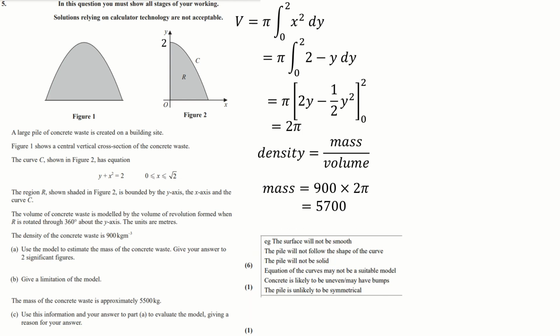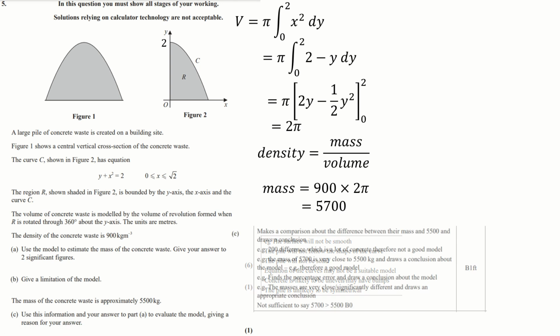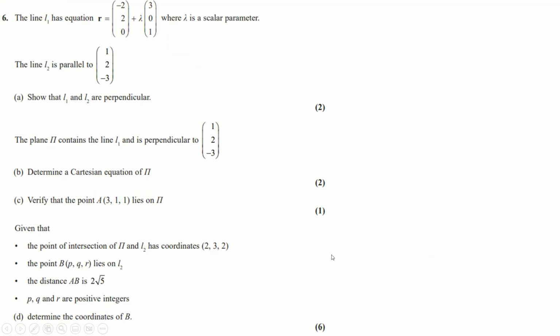And likewise for part C, I thought this was kind of interesting. I would have instinctively said 5,700 is quite close to this, so therefore it's a good model. And I would have got a mark for that. But what's interesting is that you can also say 200 is a large number, so it's not a good model. As long as you just justify what you're saying in some way, you'll get a mark apparently. So that's quite fun. And yeah, let's move on.